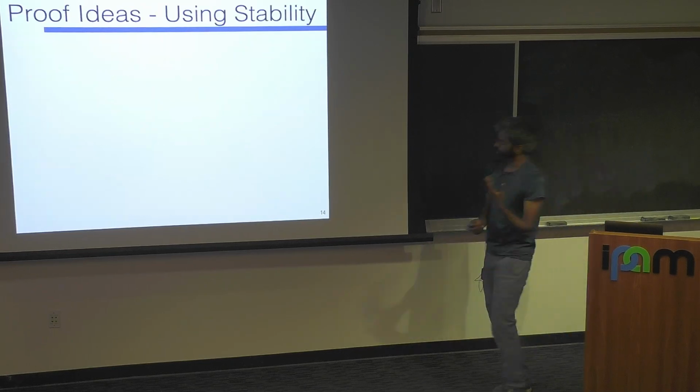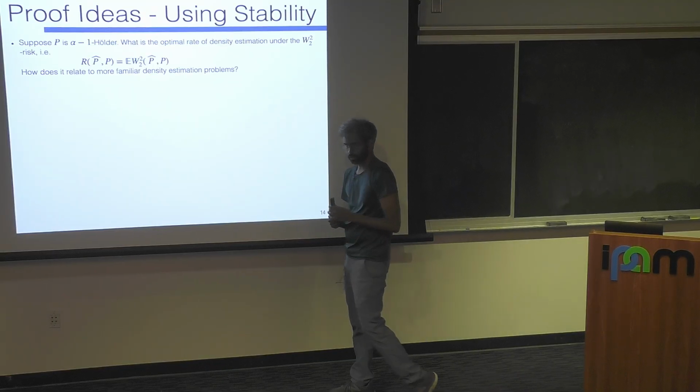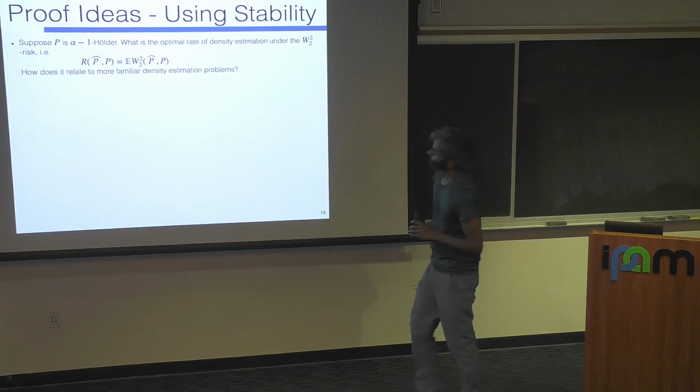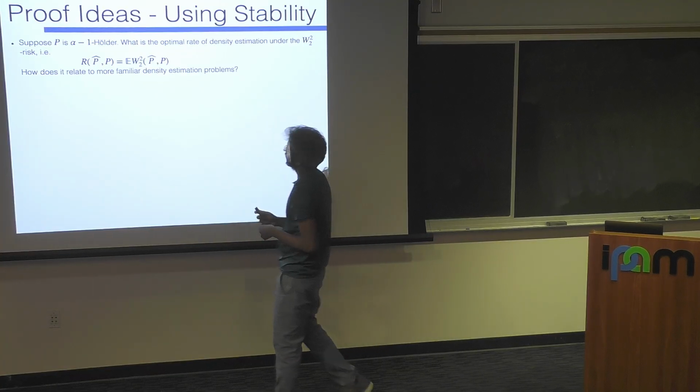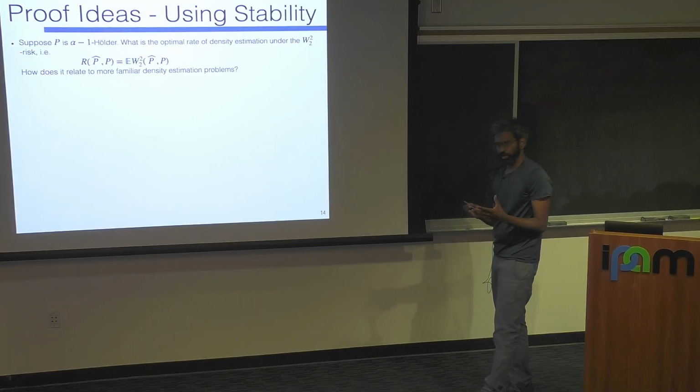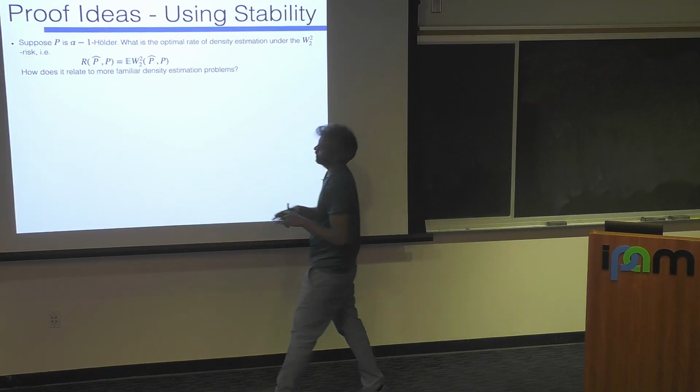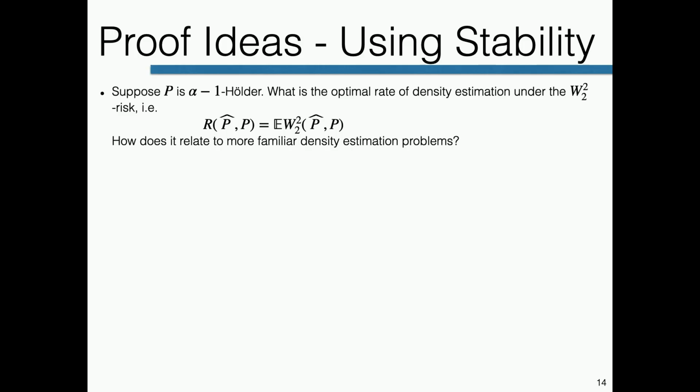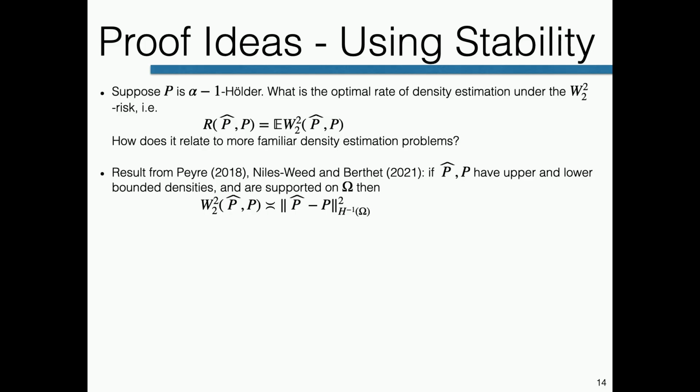Okay, so let me tell you the one interesting idea, which is how is this result proved? How does one use stability, in a sense? Maybe the question that one needs to answer in order to understand this is how well can we estimate a density under the Wasserstein loss? And how does this problem relate to more familiar density estimation problems? There's a nice result from Quentin and John Weed, which is that if you have p hat and p with nicely upper and lower bounded densities, then the squared Wasserstein distance looks like an inverse Sobolev norm, right?